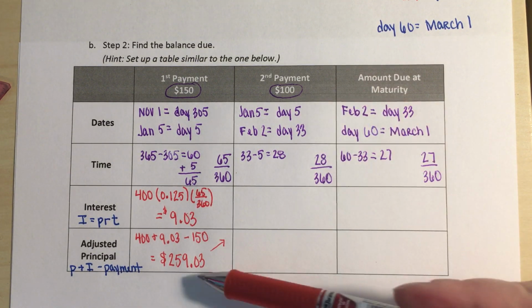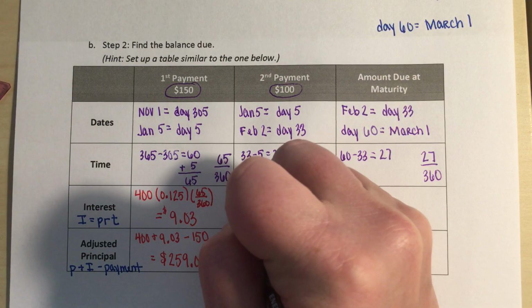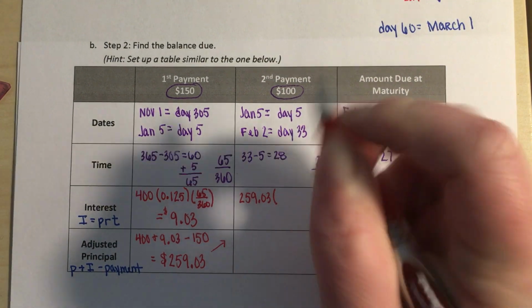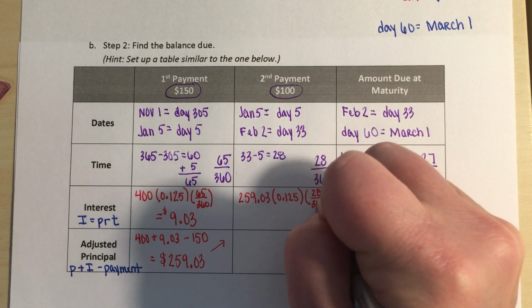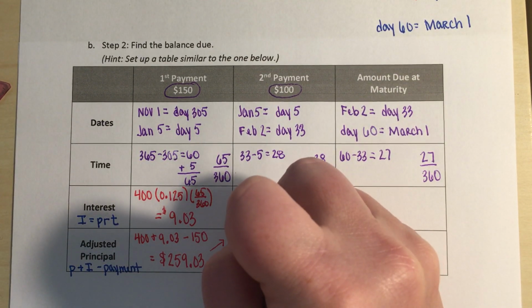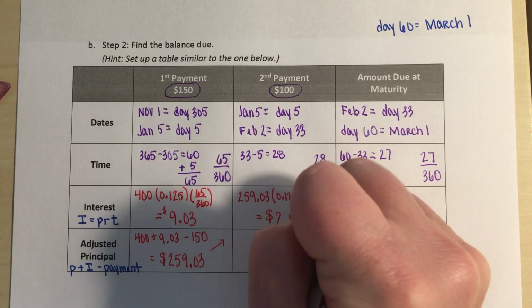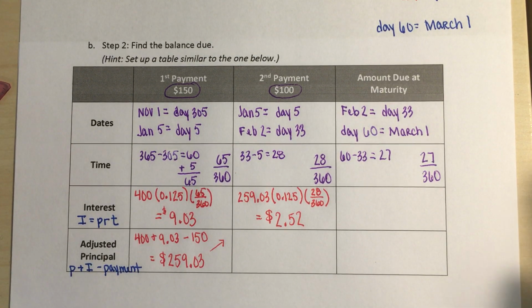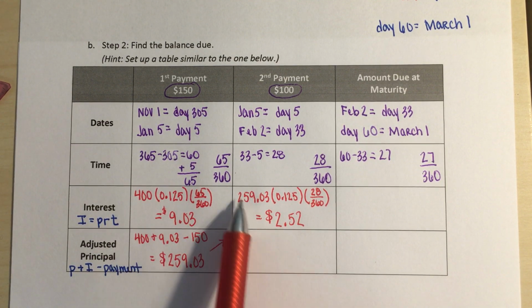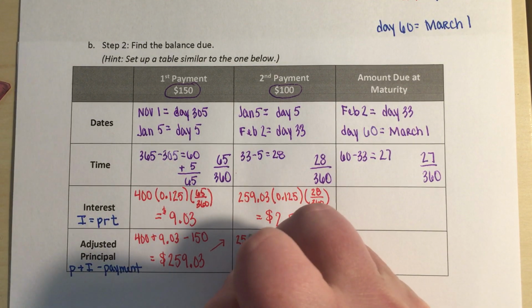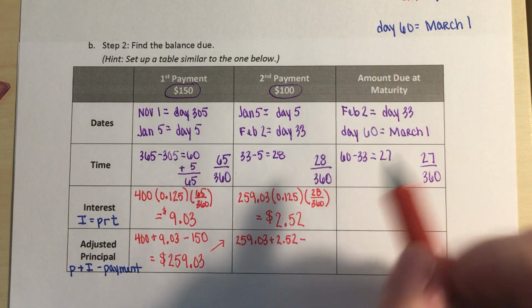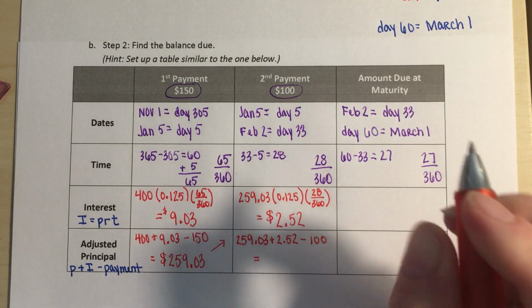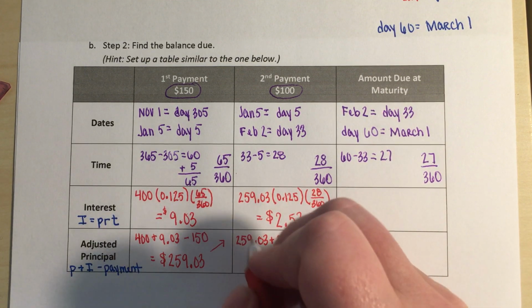So now for our second payment, we're going to take this adjusted principal that we just had here, this $259.03, times our interest rate, which is 0.125, times our time, which is 28 over 360. Multiply all of those together, we get $2.52. All right, for our adjusted principal, we always start with what we had. Here we started with our original principal. Both of these we're going to start with our adjusted principal. So we have the $259.03 here, plus our interest, which is $2.52, minus our payment. Our second payment is $100. Right, so add and subtract, we get $161.55.